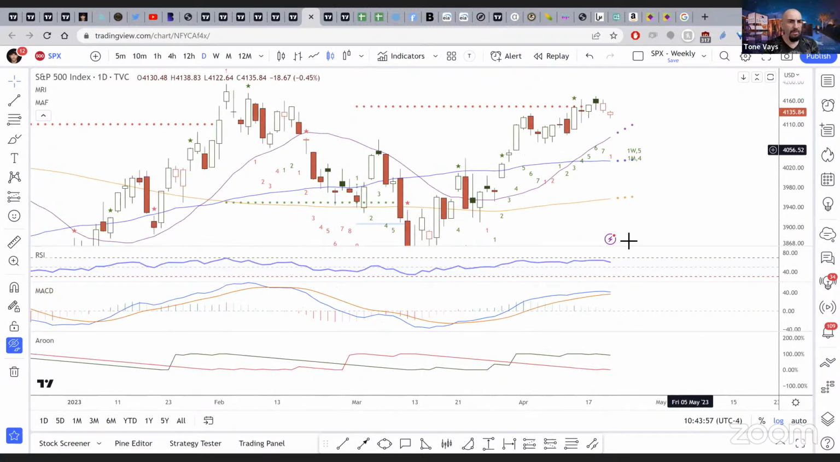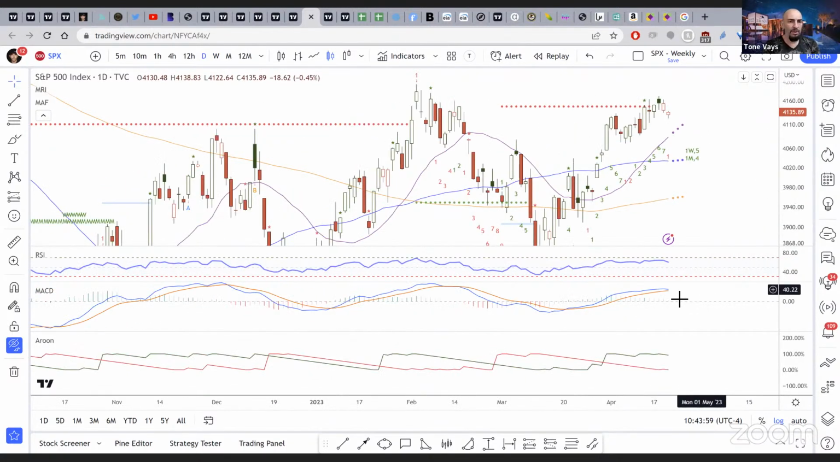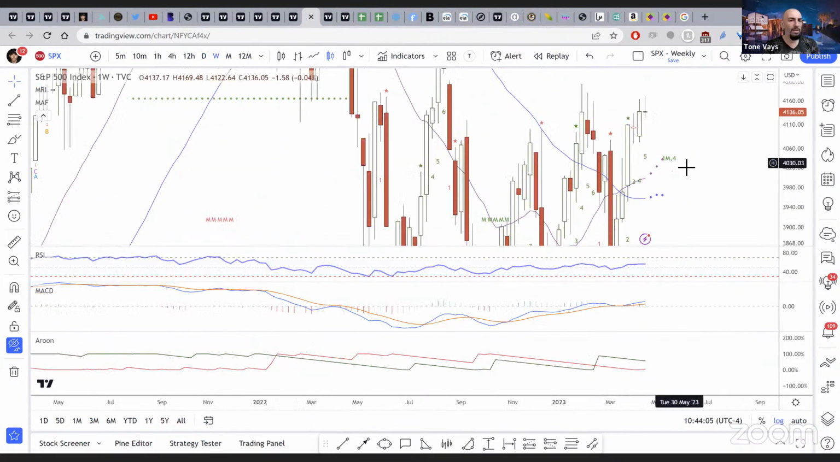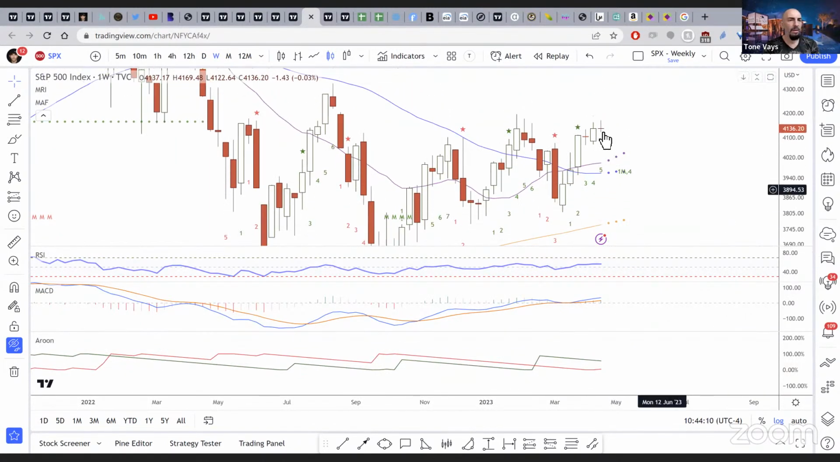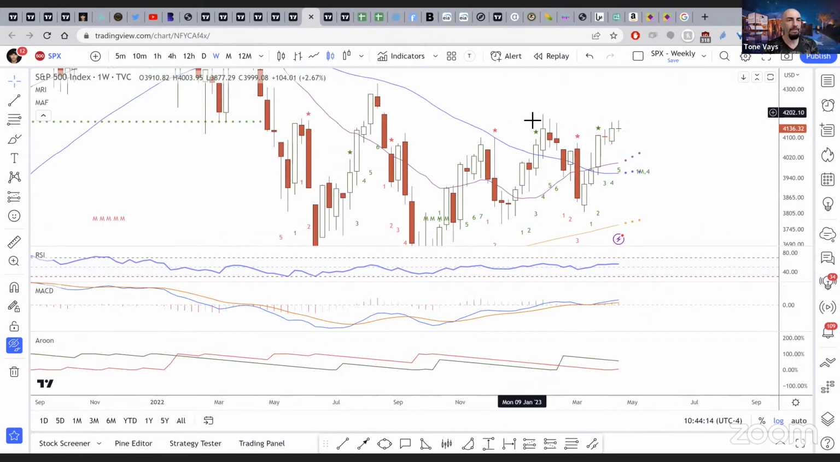We are in earnings season. This is the daily version. I know the indicators can flip over. Normally, we're on a weekly scale. We got a new high close, but we haven't gotten the new swing high yet.